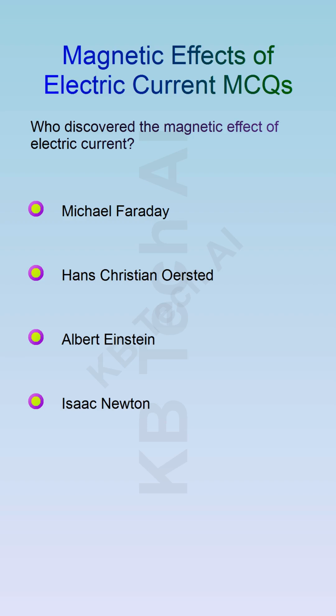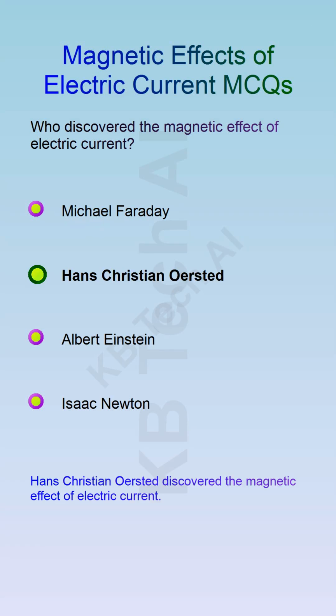Who discovered the magnetic effect of electric current? Option 1, Michael Faraday, option 2, Hans Christian Oersted, option 3, Albert Einstein, option 4, Isaac Newton. The answer is, option 2, Hans Christian Oersted.